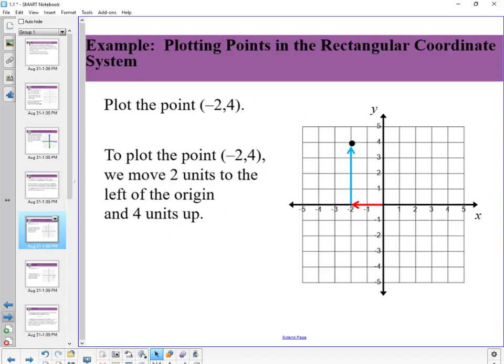Here's an example of the point -2, 4. If I want to graph this, I want to move back 2 units on the x-axis. And then I want to move up 4 units. 1, 2, 3, 4. That gives me the location of the point, or I should say the graph, of -2, 4. I know, rocket science. Wait, how did you get it?